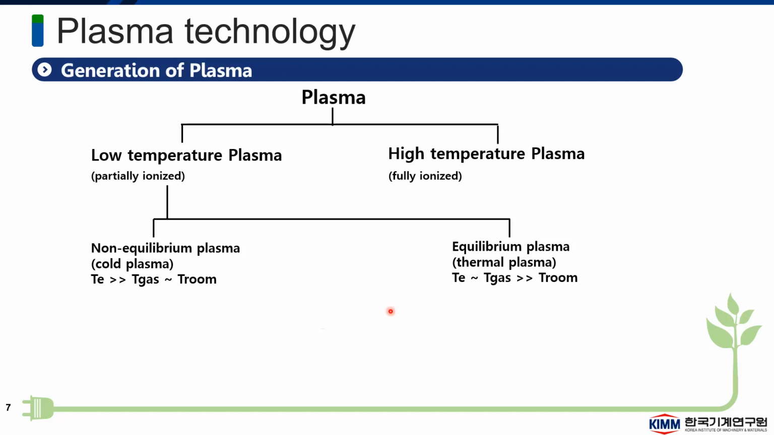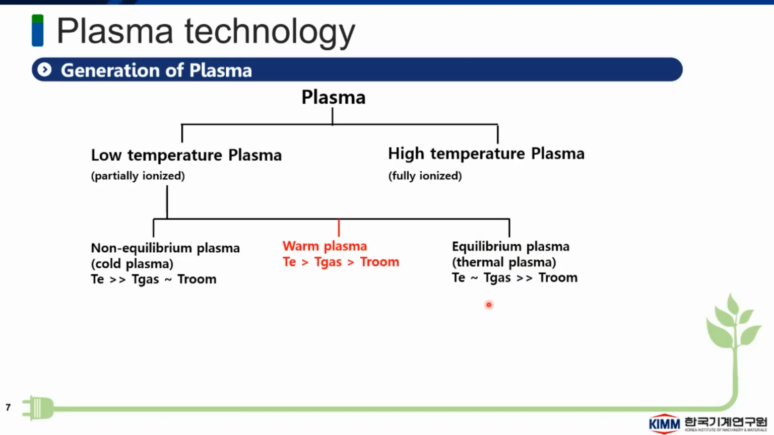So let's talk about plasma. Basically, we have two types of plasma. One is low temperature plasma, also called partially ionized plasma. In low temperature plasma, the electron temperature is very high as compared to the gas temperature, so the gas temperature and electron temperature are not in equilibrium. That's why we call it non-equilibrium plasma or cold plasma. In high temperature plasma or fully ionized plasma, the electron temperature and gas temperature are in equilibrium. That's why we call it equilibrium or thermal plasma.